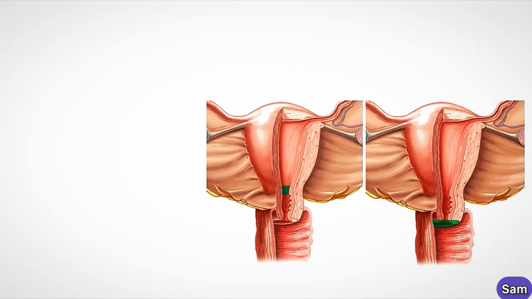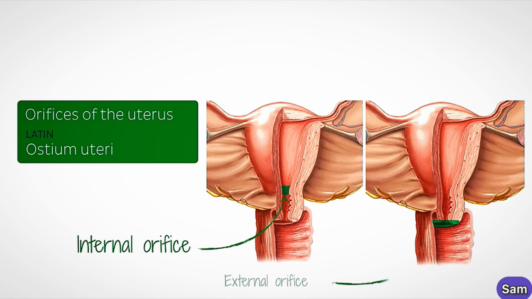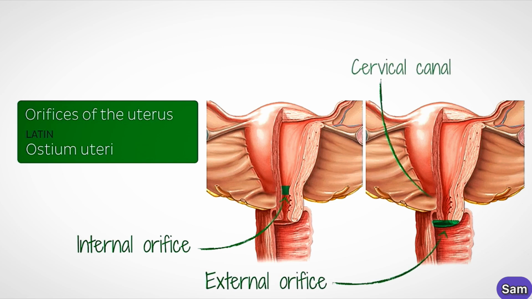And the cervix has 2 orifices or openings which are important to note. The internal orifice opening into the isthmus of the uterus, which is the connection between the cervix and the body of the uterus, and the external orifice opening into the vagina. And the canal between these 2 openings is referred to as the cervical canal. And of course down below we have the vagina as pointed out by this arrow.